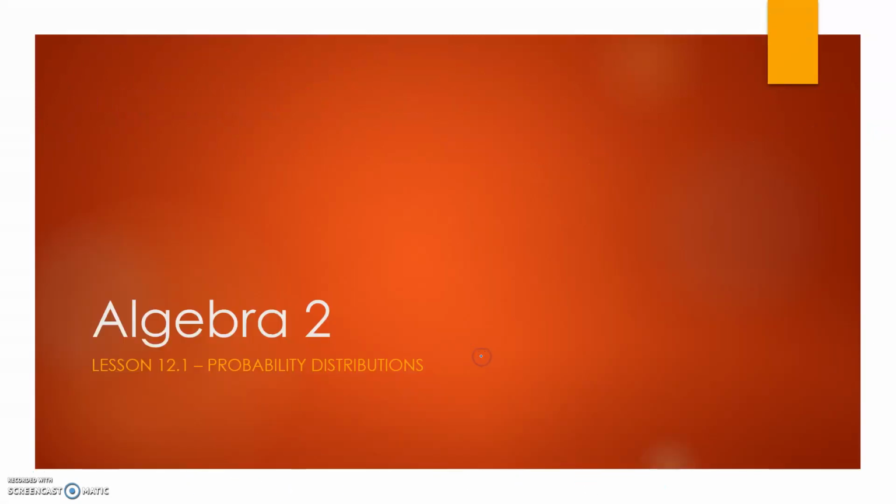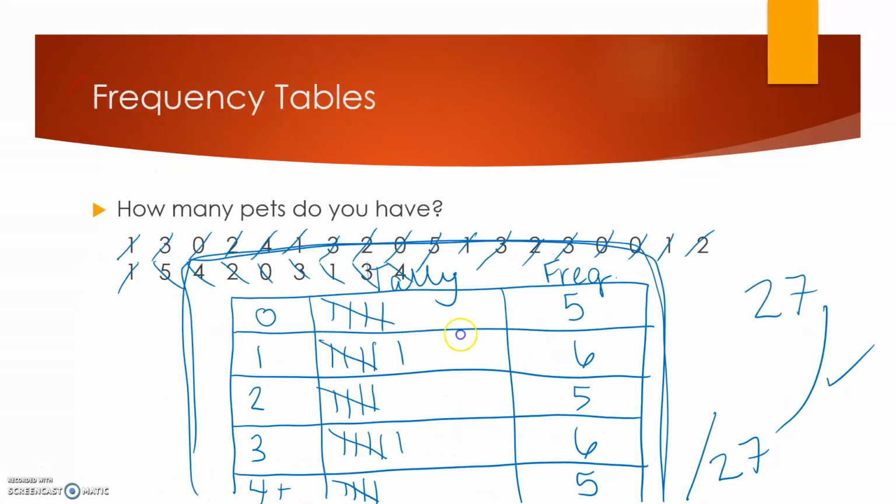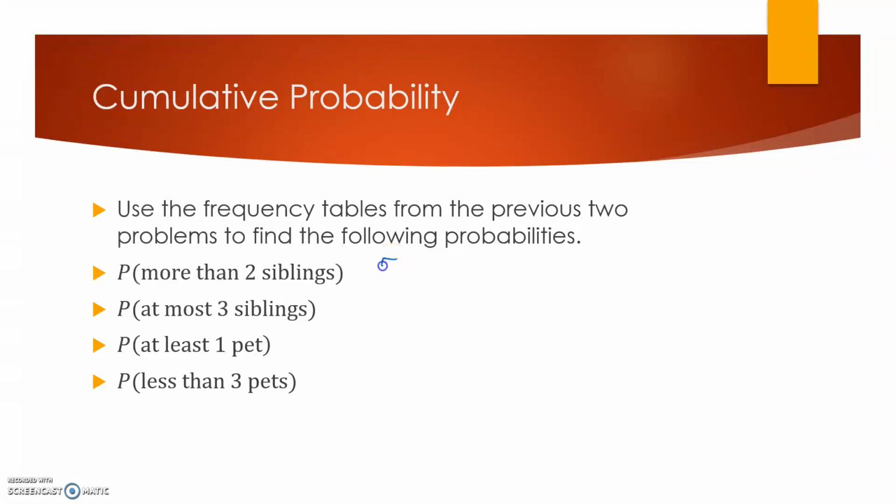So if we go back to our siblings frequency distribution, we wanted, what was it, more than 2 siblings? To fit into that category, 2 is not more than 2. So really I'm just looking at 3, 4, and 5 plus. And what I'm going to do is write each of these as fractions. I have 28 total possibilities, but I'm taking 5 over 28. And then the other two are both 3. So plus 3 over 28 plus 3 over 28.